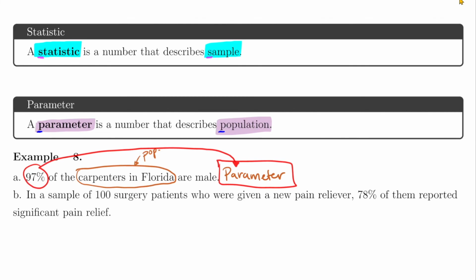Now, in a sample of 100 surgery patients who were given a new pain reliever, 78% of them reported significant pain relief. So here, in that we're looking at a sample, we know that this proportion, 78%, is a statistic about the sample.